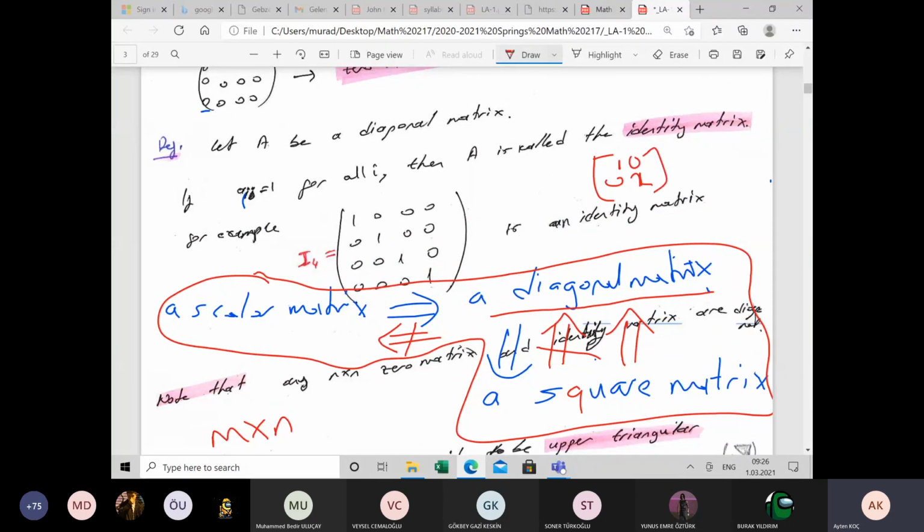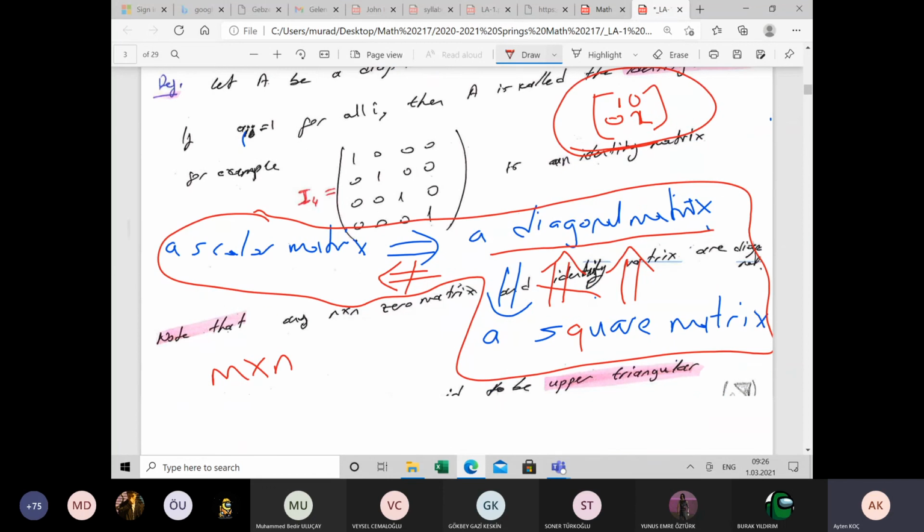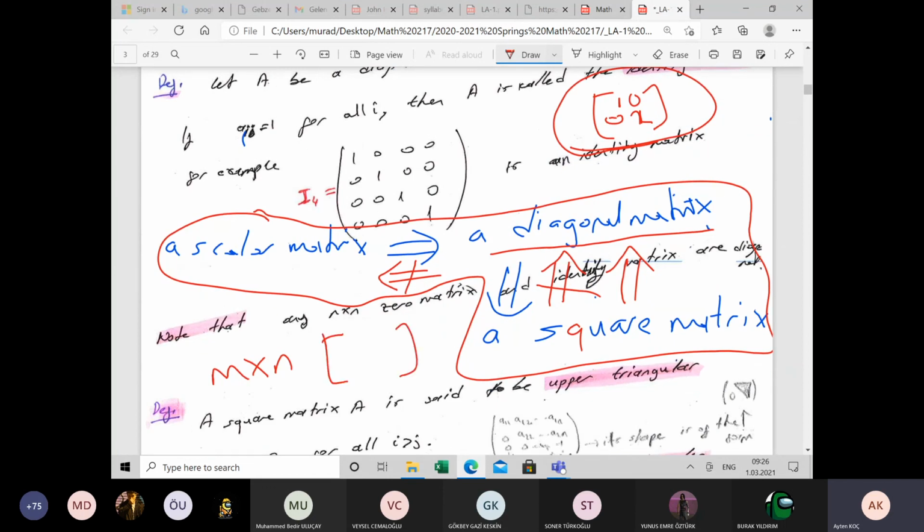2, 0, 0. This one is square and also diagonal. But this one is a special matrix. But take any square matrix, 1, 2, 3, 0. This one is square but not diagonal. It gives only one counter example. So it is not possible to say this; it's not true. It's okay.